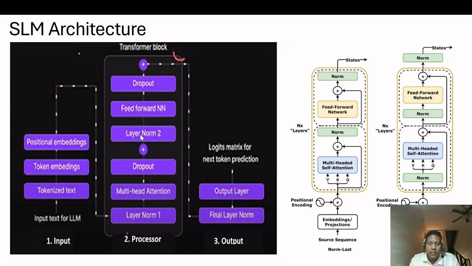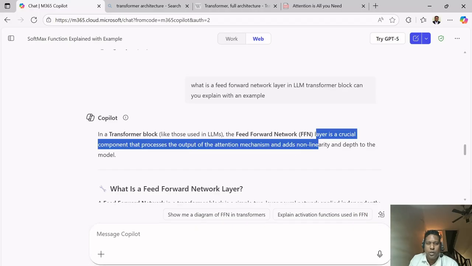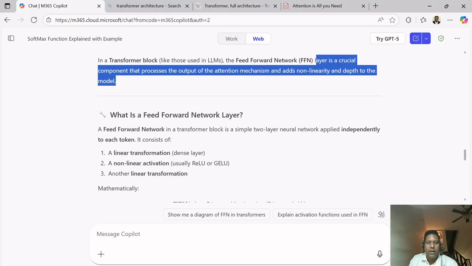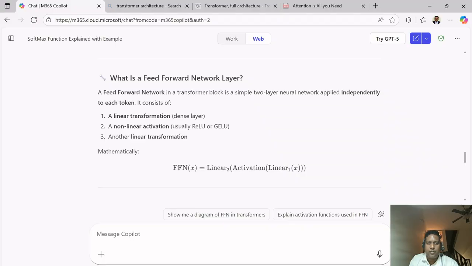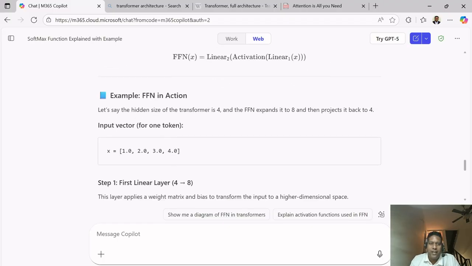So what happens in the feed-forward network? I went to my trusted assistant, Mr. Copilot, and asked what a feed-forward neural network is, and to explain with an example. Once again, it explains how this is a crucial component that processes the output of the attention mechanism and adds non-linearity and depth to the model. It consists of a linear transformation, an activation function, and another linear transformation. And they've explained it with an example.